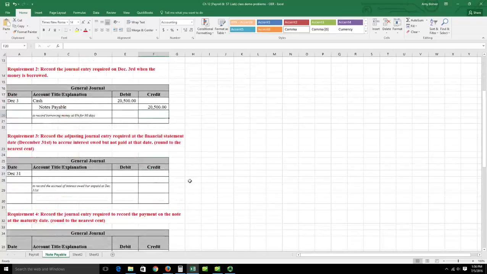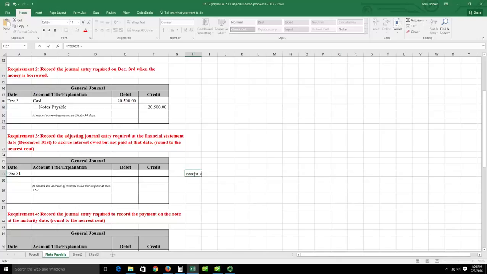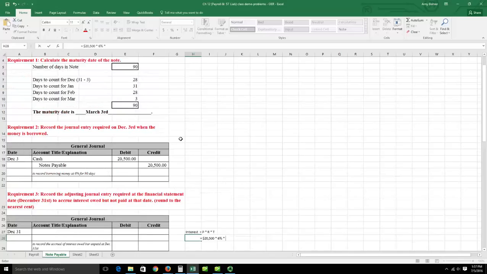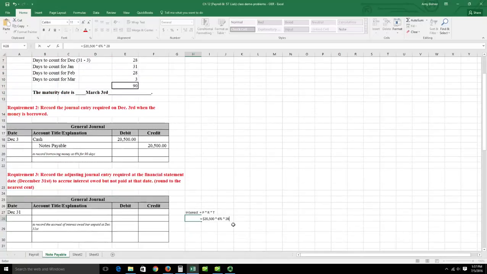So we're going to use that same formula that we used back a couple of chapters ago. Interest equals principal times rate times time, expressed in the form of 360 days. And so in this case, our principal is $20,500. That's the amount we borrowed. Our rate is 6%. And we are accruing for 28 days, right? From December 3rd to December 31st. So our time is 28 divided by 360.